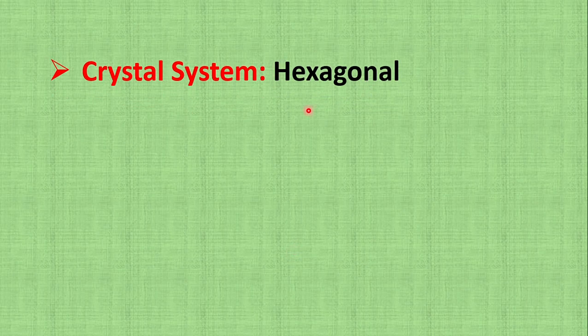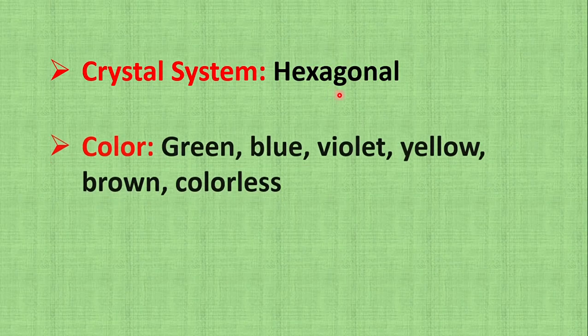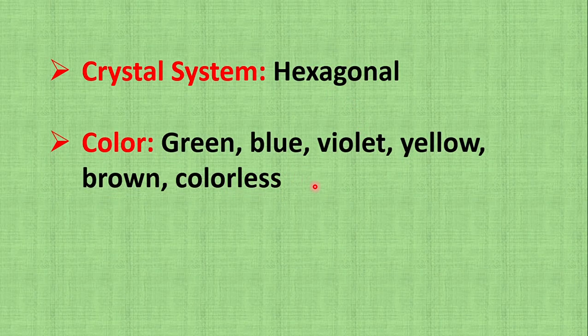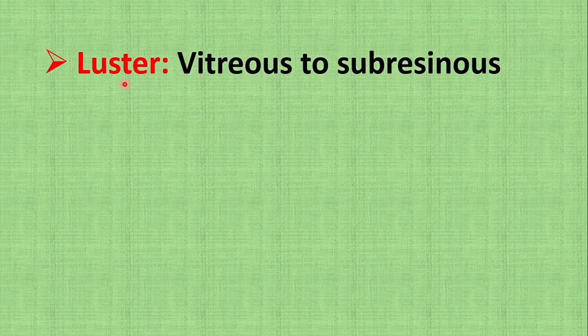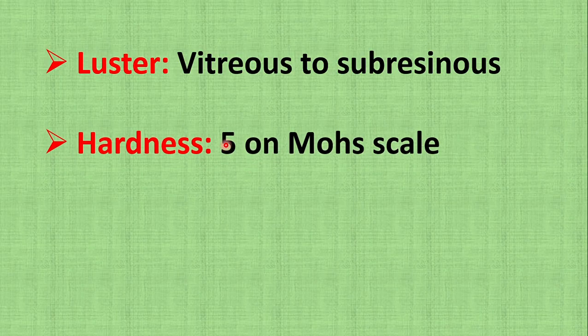Apatite crystallizes in the hexagonal crystal system, and the color of apatite varies depending on the impurities. So color is not important because various colors are there: green, blue, violet, yellow, and brown. Streak, it means powder of mineral apatite, is white, and luster of mineral apatite is vitreous to subresinous. Hardness of mineral apatite is 5. Hardness is important because apatite is part of the hardness scale.